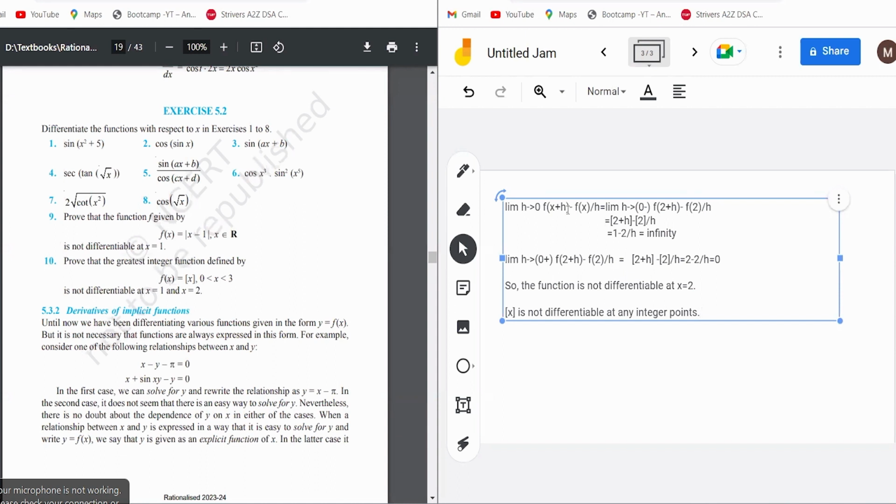You have to just use the formula that limit of x tending to 0, f of x plus h minus f of x divided by h. And by this you can compute the two limits, left hand limit and right hand limit. Then both the limits must exist and they must be equal. Then only the function will be differentiable. Otherwise, it would be not.